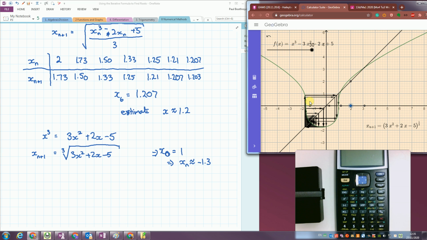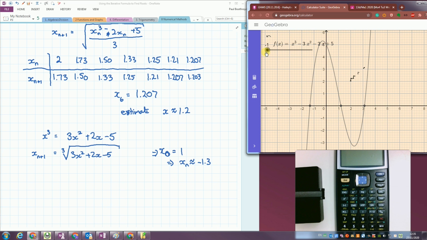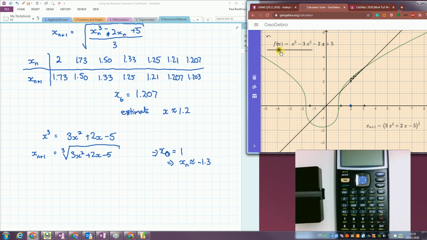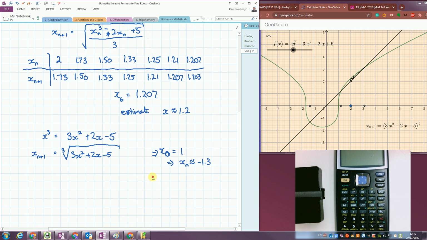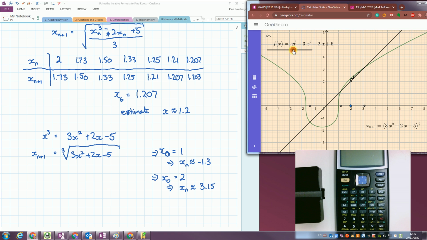If I choose a different starting point, see where it goes to. So a different starting point zooms in, zooms in, zooms in, and it finds this third root. So if we say x equals 2 as our first attempt, we've now found another solution as well. It zooms into approximately 3.15, and it can zoom in, going through our numbers lots and lots of times.